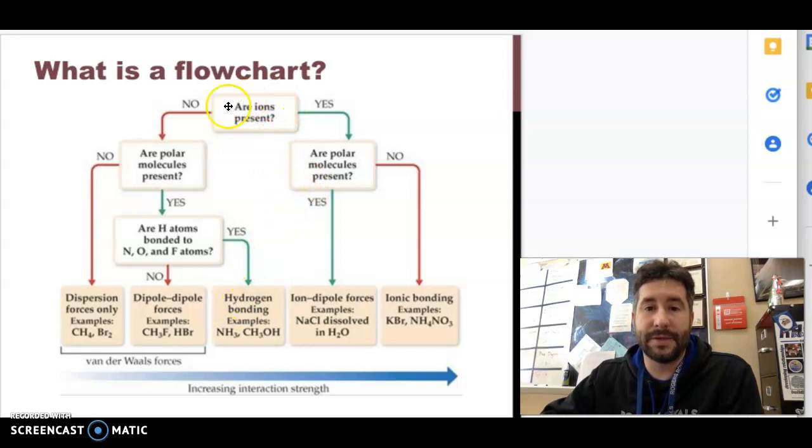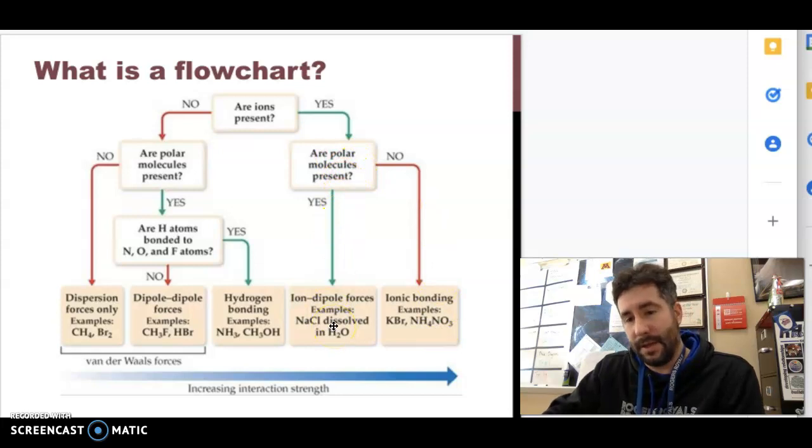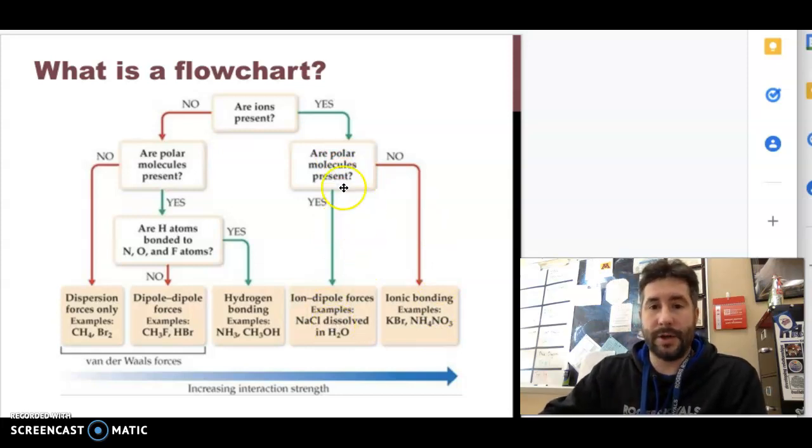So on this one, we asked, are ions present? And if yes, then we went over to this question. And if yes, then we said, are polar molecules present? And if no, then we said, oh, it's ionic bonding is what kind of forces are there. If yes, then this happened. So same kind of thing you're going to do is where you're going to ask a question in a box, and then depending on the answer, you're going to go to another box. I'll give you a hint.